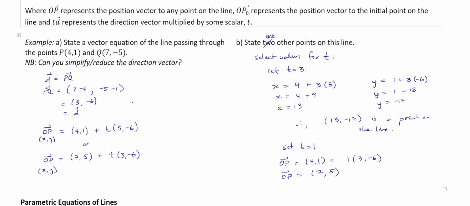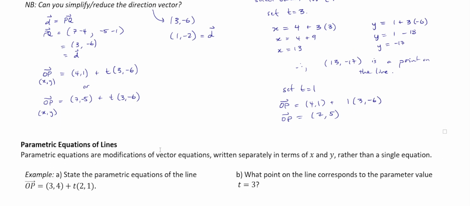It says, can you simplify and reduce the direction vector? Absolutely, you can. So 3, negative 6 could have easily simplified into 1, negative 2, and that works. That could have been the direction vector as well if you wanted to, but it's fine to keep it as 3, comma, negative 6. It doesn't change. It will continue to generate points on the line.